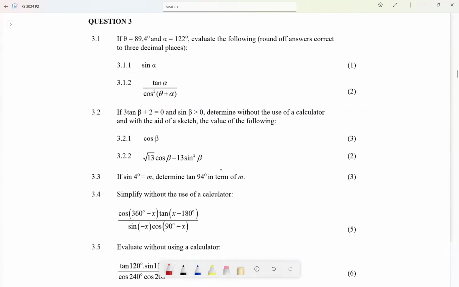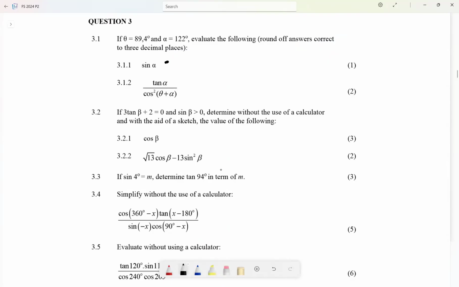Now, in grade 12 you won't see this, where you are given an angle and you just need to use a calculator. But it's fine. If they're still giving you marks, it's fine. I'm told that if theta is equal to this angle and alpha is equal to 122 degrees, evaluate the following, correct to 3 decimal places. If you do 2, you get penalized. If you do 4, you get penalized. They want exactly 3.